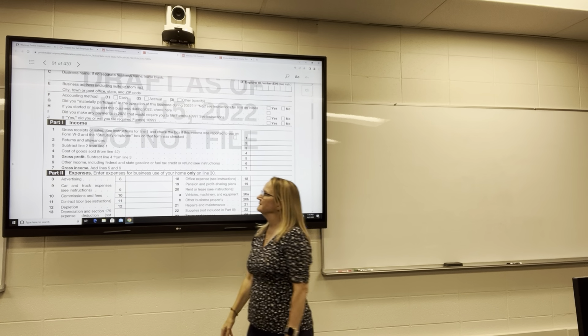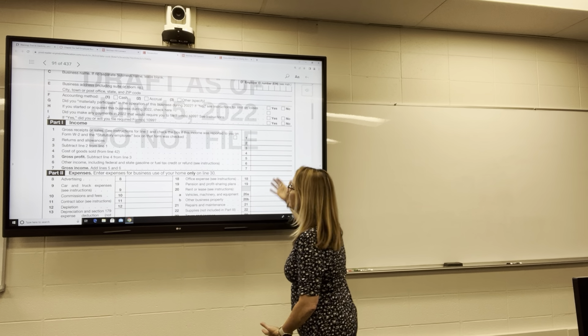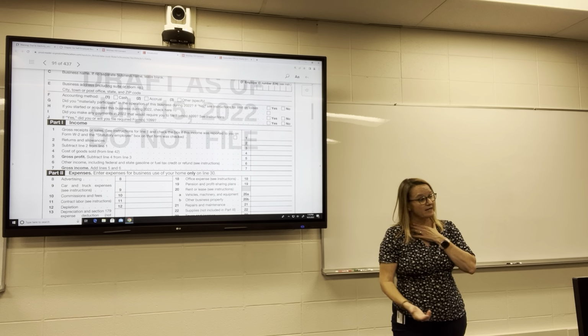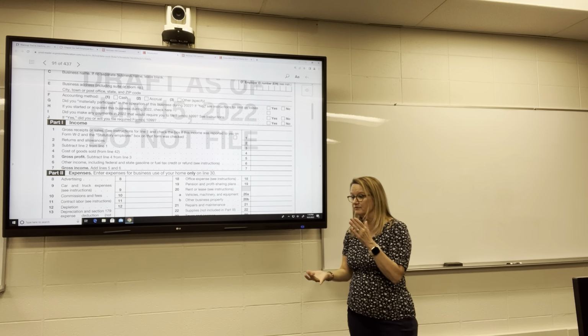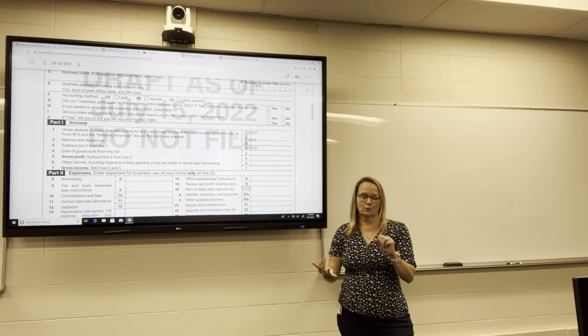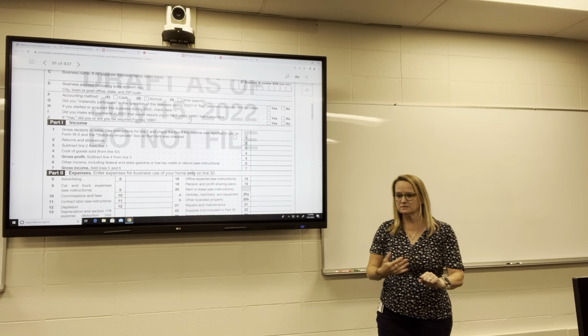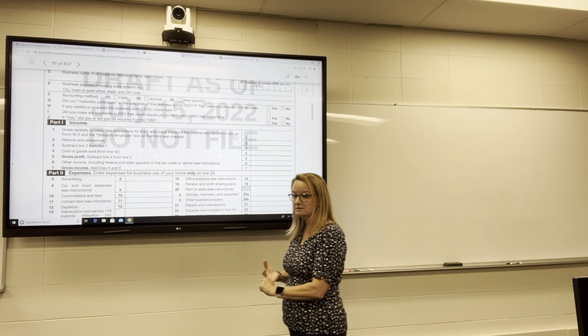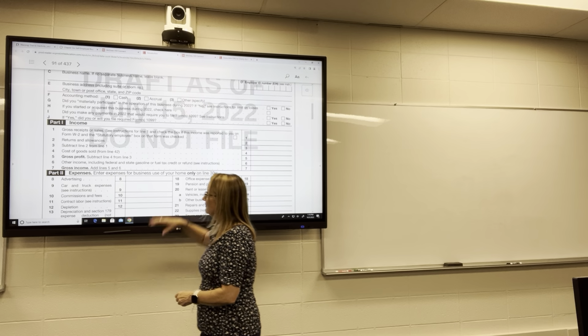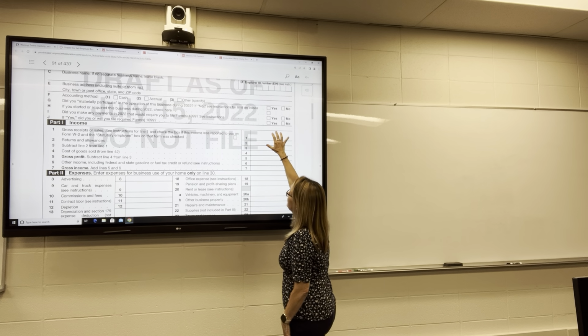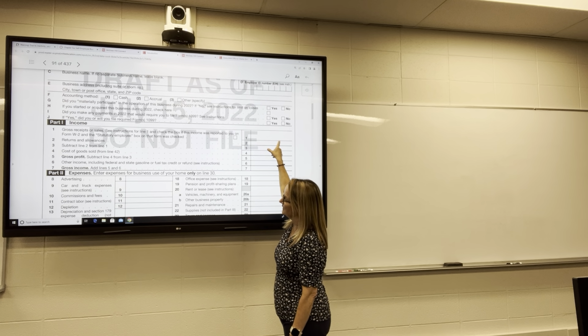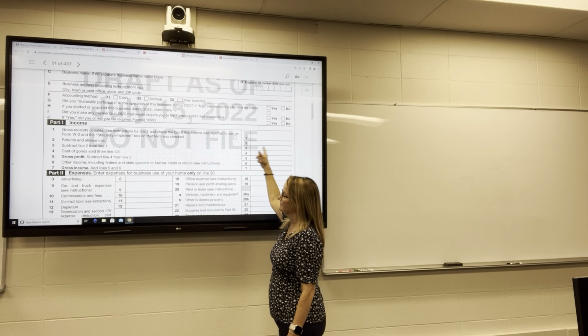Part 1, income. So we've got gross receipts or sales, and we've got a couple of different types of business. We could have a service business, or we could have a manufacturing business, we could have a sales business, lots of different types of income. Whatever the gross income is, we're going to put it on this line. If we're selling something, we might have some returns and allowances.